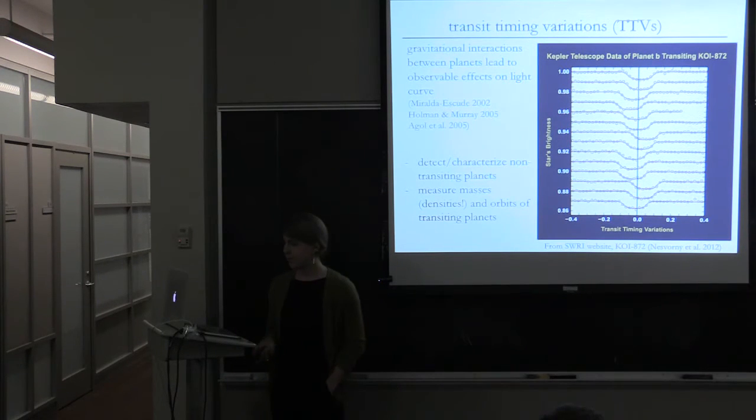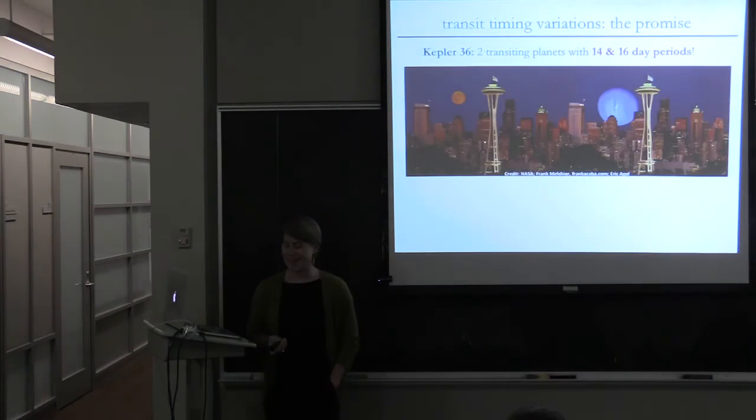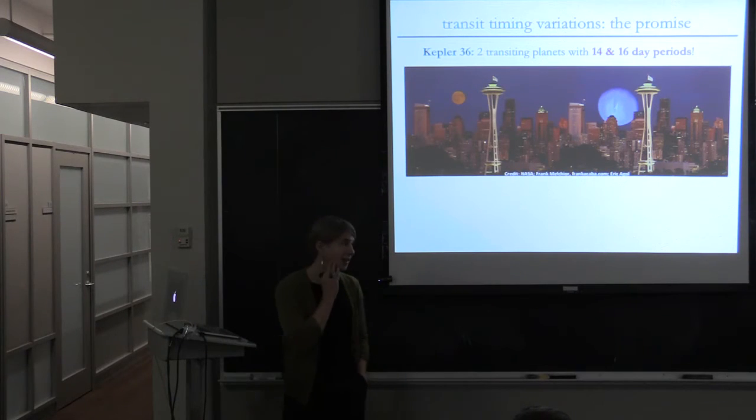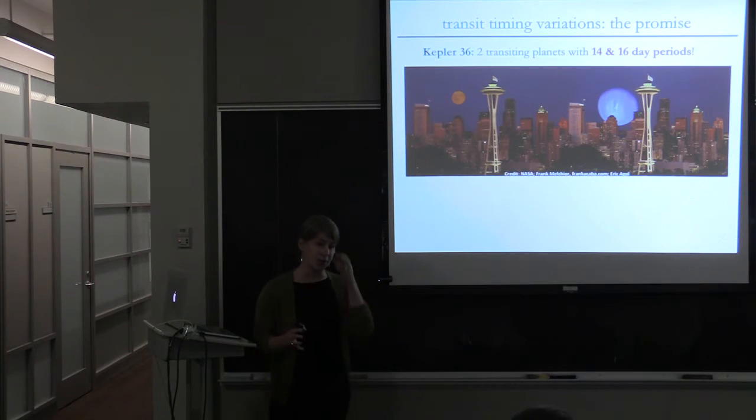Okay, so just to highlight the promise of this method, as ridiculous as it is to have a favorite system, Kepler-36 would be my favorite planetary system. It has two transiting planets. Their orbital periods are 14 and 16 days. So they're interacting very strongly with each other. And so if you lived on a version of Seattle, on the inner planet in that system, at closest approach, Kepler-36c would appear this large in the sky.